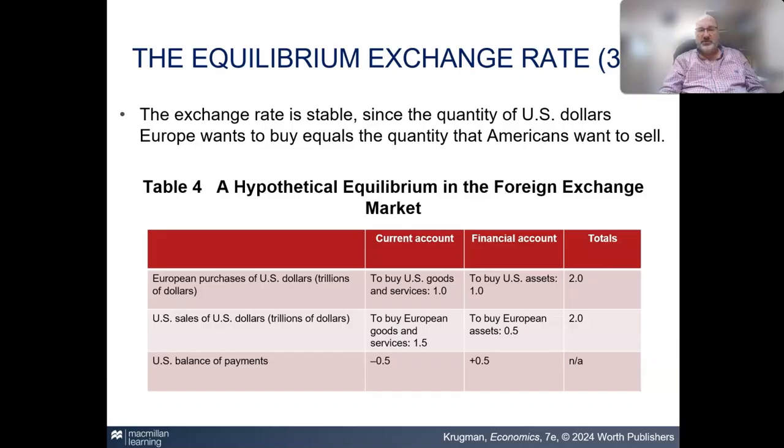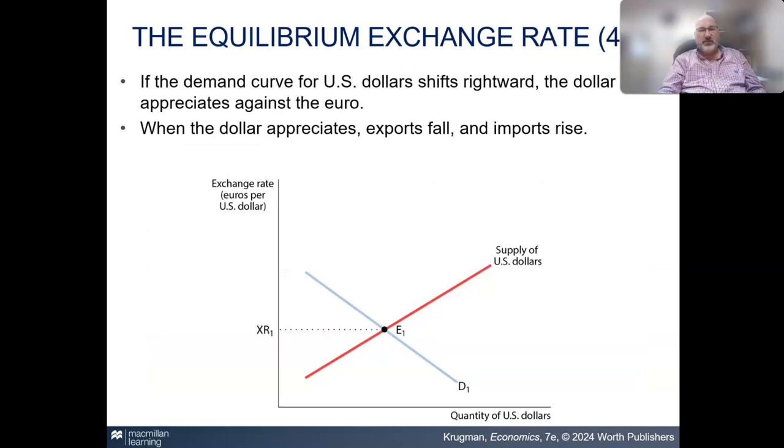For the European purchases, goods and services was 1, and to buy assets was 1. So that turned out to be 2. So it turns out to be 2 both ways. And so the balance of payments is -5 for the current account and +5 for the financial account.